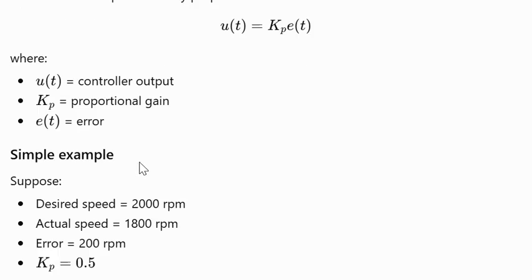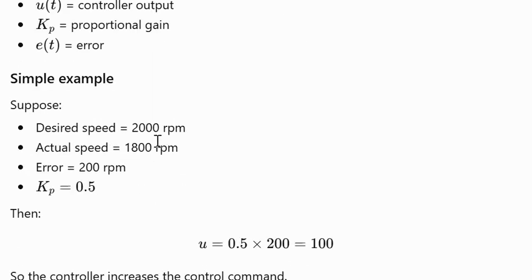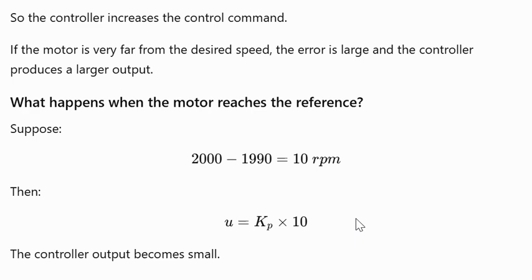For example, our desired speed, as in the previous example, is 2000 RPM and the actual speed is 1800 RPM. The error is 200 RPM because it is the difference between those, and the KP gain we are fixing at 0.5. Then the controller output will be 100. So the controller increases the controller command if the motor is very far from the desired speed: the error is large and the controller produces a larger output. So this is how the P controller works.